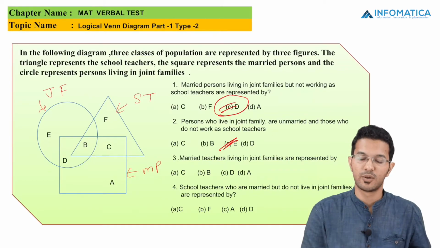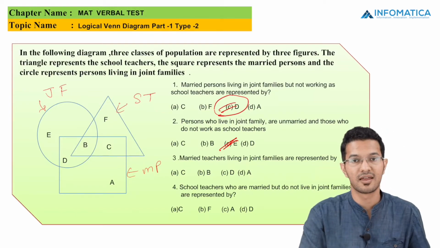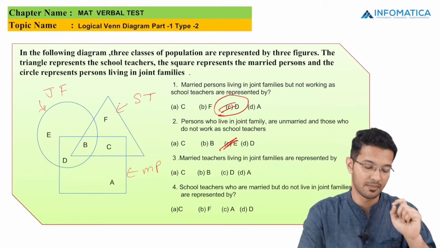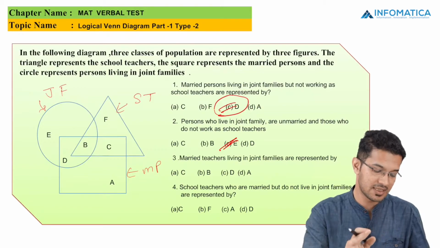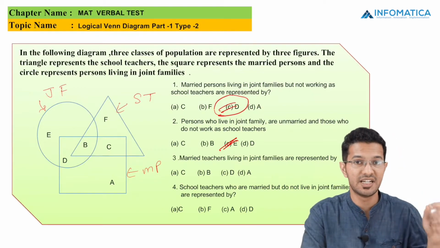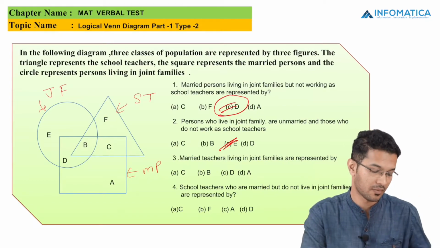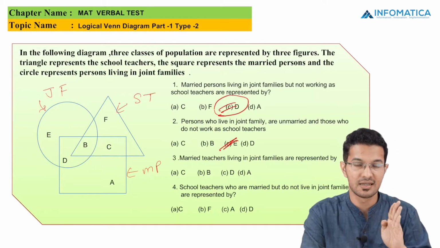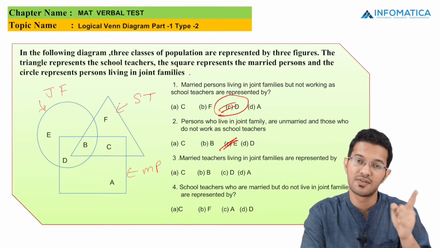Now let us look at the third MCQ. It says married teachers living in joint families are represented by. First thing we see the married people. Now married people are represented by D, B, C and A. But I need teachers. Teachers is represented by the triangle. So as of now, I can just say I am having B and C. Which are those people? Those are the people who are in triangle as well as square. That is, they are nothing but married teachers.